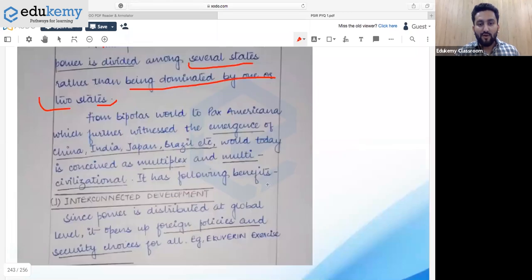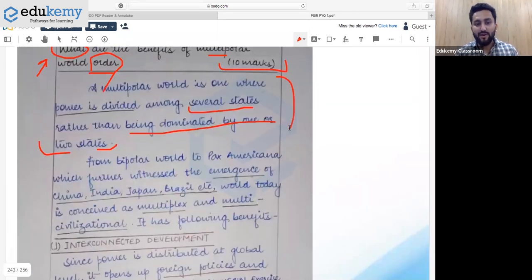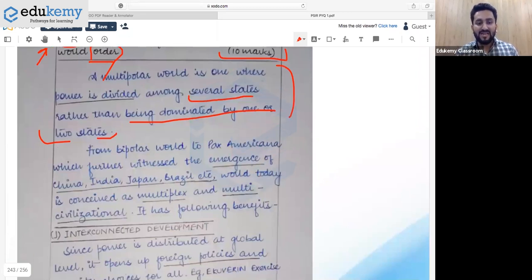Now, I told you, after you explain a bit, meaning the define part in your introduction, just expand on the transition from bipolar world to Pax Americana, which further witnessed the emergence of China, India, Japan, Brazil, etc. World today is conceived as multiplex and multi-civilizational. It has the following benefits. So this is used in an apt manner, but this can be further improved if you use some scholarly point of view here.